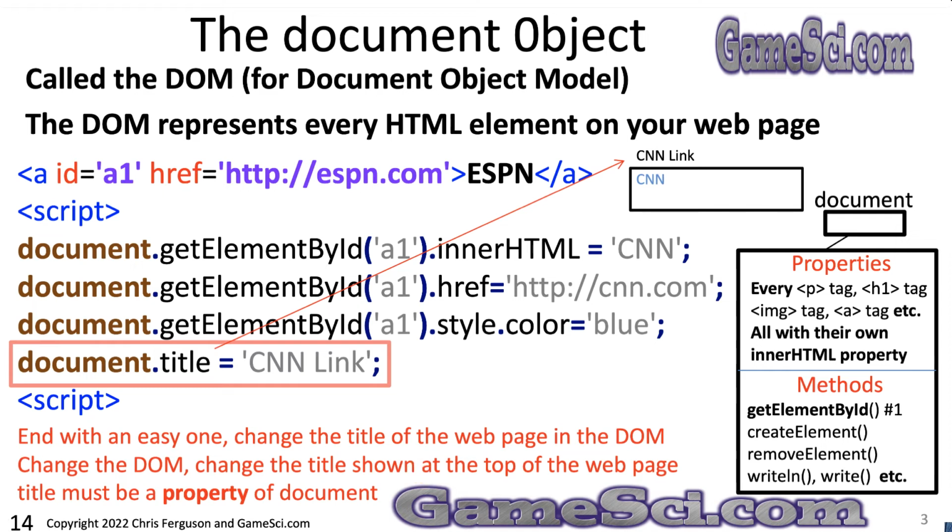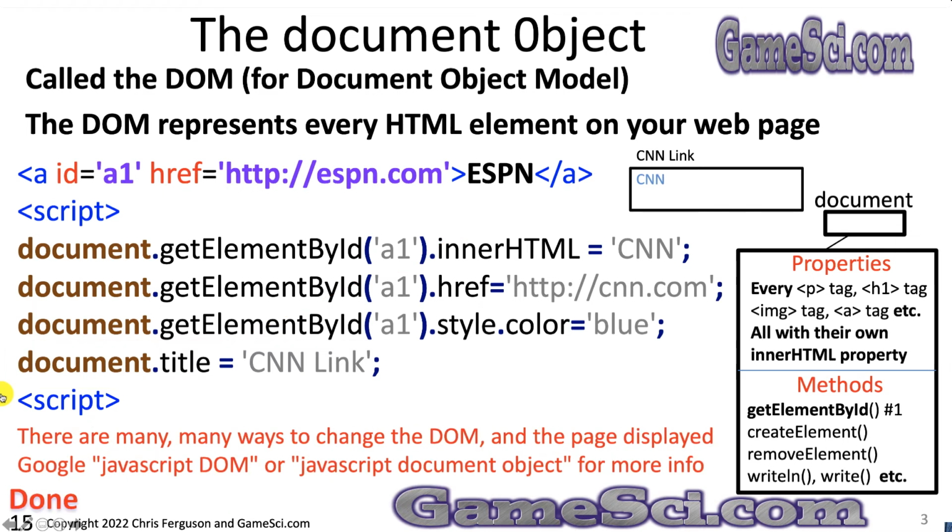And how do I know it's a property? No parentheses. Get element by ID is a method. It has parentheses and a parameter. Title has no parentheses, no parameter. It's a simple variable or property of the document object. Whew, that wraps up this portion of the slide.